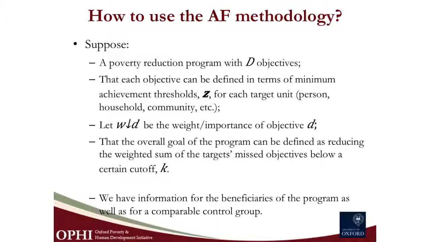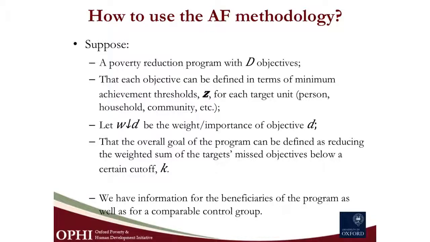Then each objective can be defined in terms of a minimum threshold of achievement. So if I want to reduce poverty, I want to make sure that there are no children undernourished. And so that is my minimum threshold: there are no children in the household undernourished. So that's the objective. What is this? It's a deprivation indicator, basically.